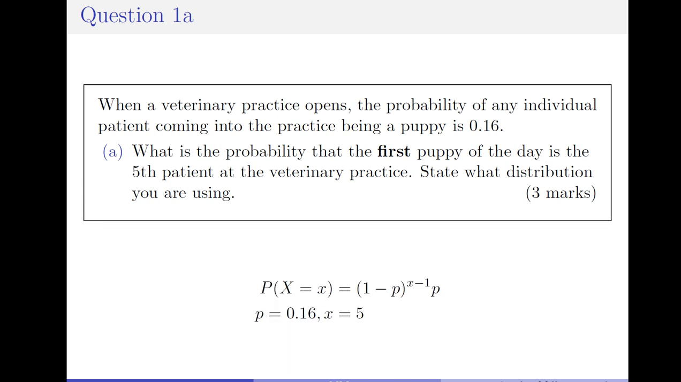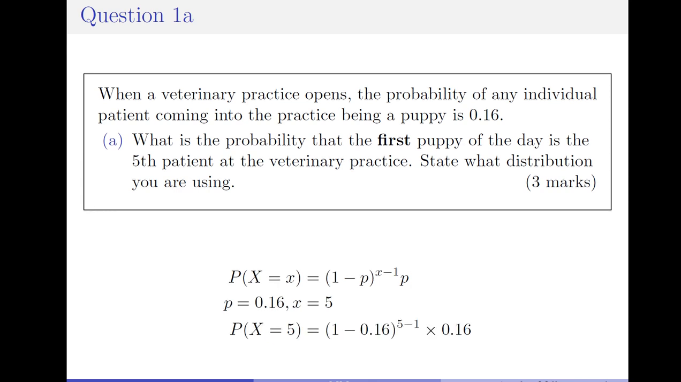Okay, so what do we do now? Well, we turn to our formula sheets that we got in the exam and we write down the formula. So we're using the formula (1 minus p) to the power of x minus 1, multiplied by p. From the question, we know that p is 0.16. And we're interested in the fifth patient, so x is 5. So we're interested in the probability that capital X is equal to 5. Then what we do is we slot those numbers into our formulation as so.